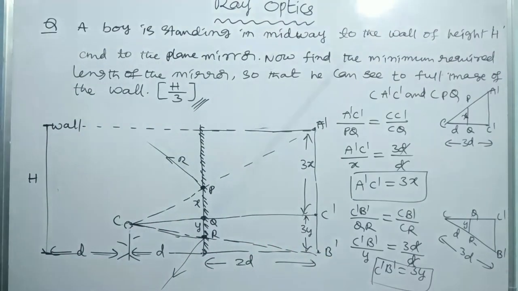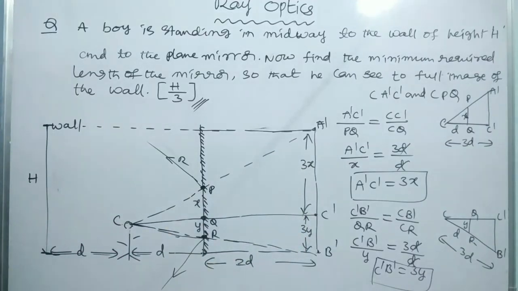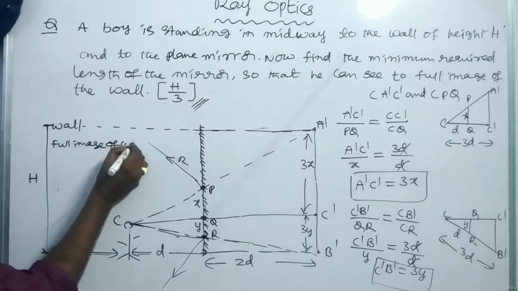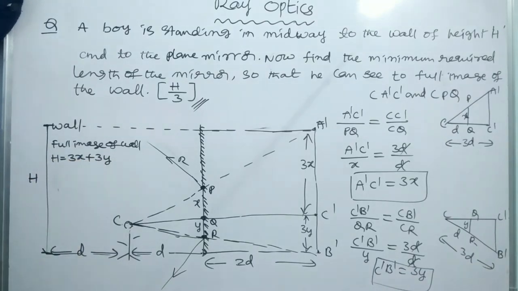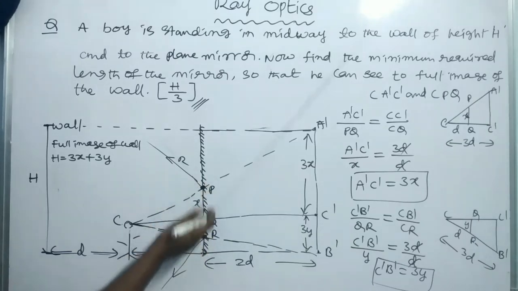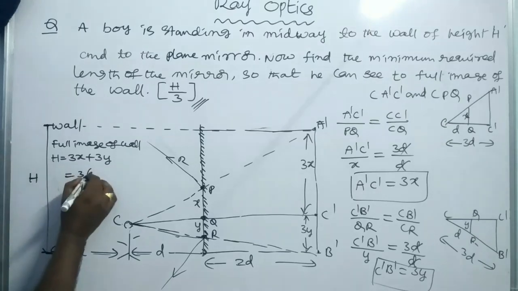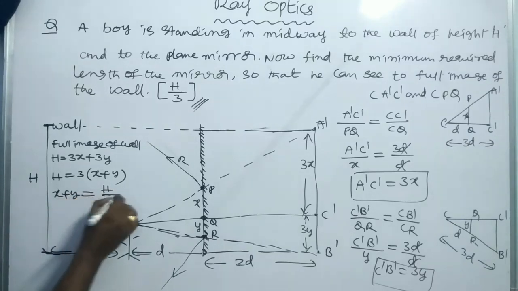Now let's see. 3X plus 3Y is the full image of the wall. This is the wall. The full image of the wall, that is H, is equal to 3X plus 3Y. Now the size of the mirror, the length required for the mirror to see the full image of the wall, is X plus Y. From this you can substitute: X plus Y is H by 3, which is the minimum length required for the mirror.